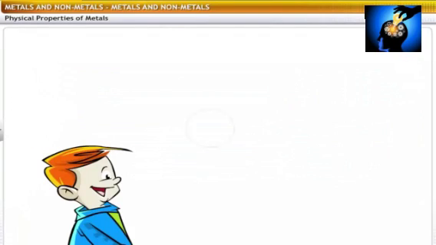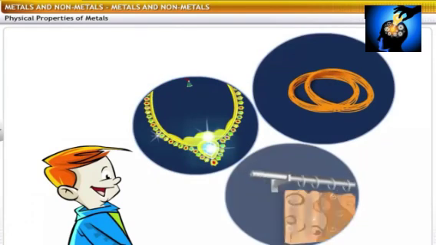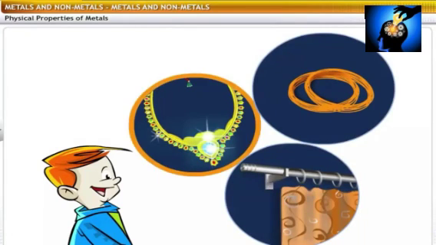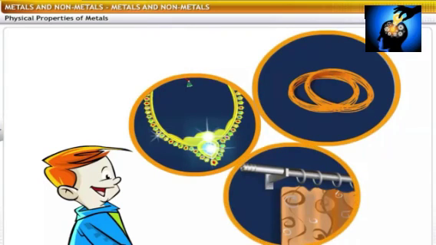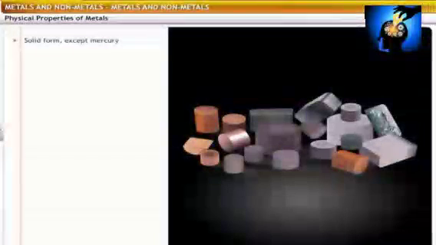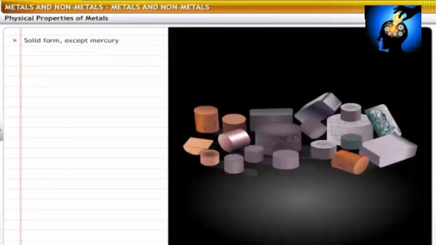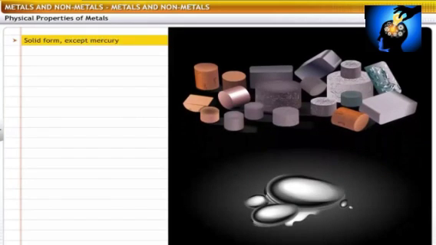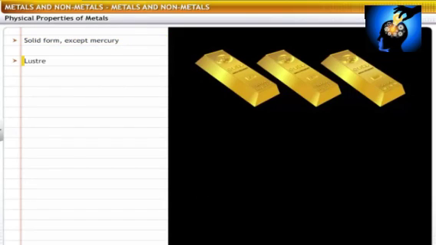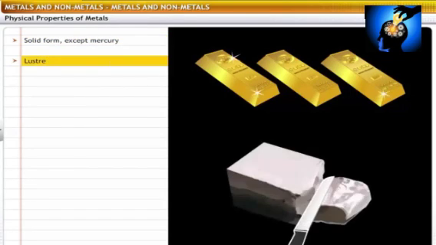If you look around, you will find metallic objects around you in various forms. For example, jewelry made of gold and silver, wires made of copper, and curtain rods made of aluminium are all metallic objects. Metals are used to make these objects because of some specific physical properties. Let's take a look at some important physical properties of metals. All metals are solids at room temperature, except mercury, which is a liquid. All metals are lustrous. Metal surfaces shine when they are freshly cut.